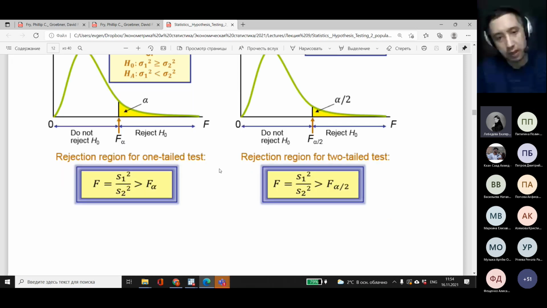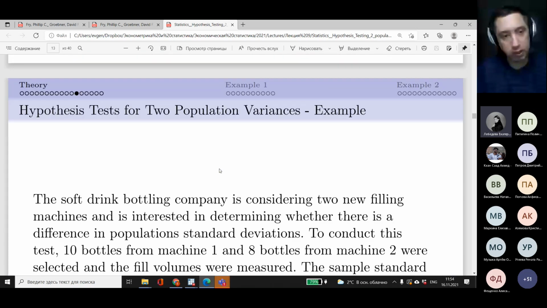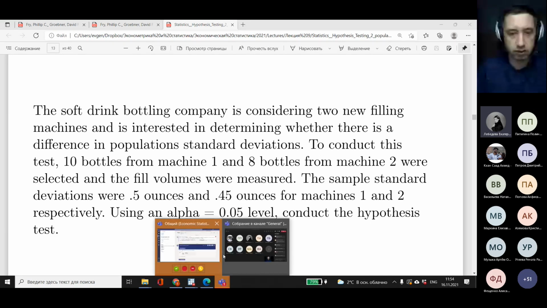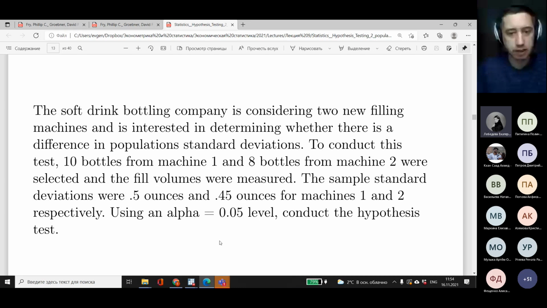Okay, this is theory, but what about examples? Please read this task. Let me read this task and type plus if you are ready.